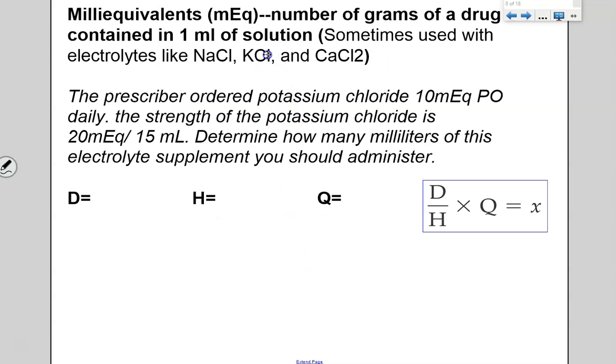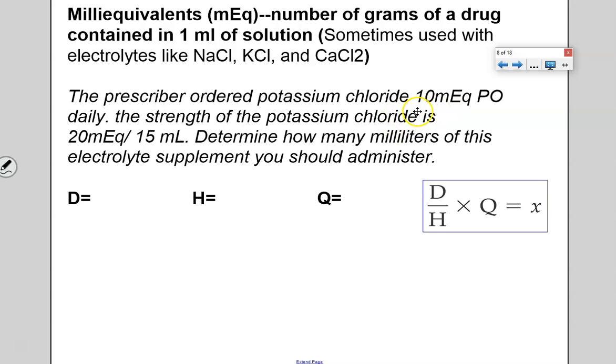Let's try another one. Now, this one gave us those milliequivalents. Milliequivalents is a number of grams contained in 1 milliliter of solution. And sometimes it's used for these particular drugs. Now, again, we don't have to worry about all of this. This would be more something that will be taught later on in a medical course if you take one. But what we need to look at is the numbers or the quantities.